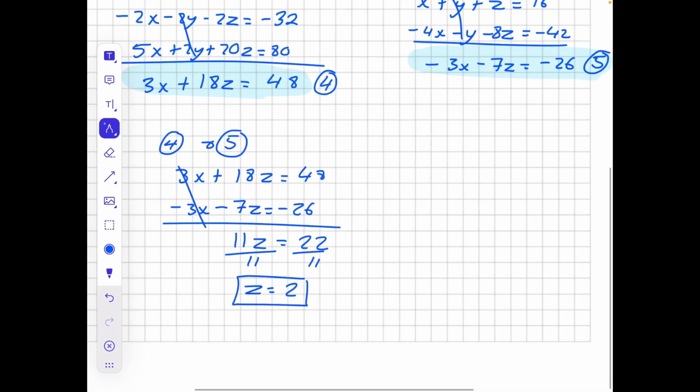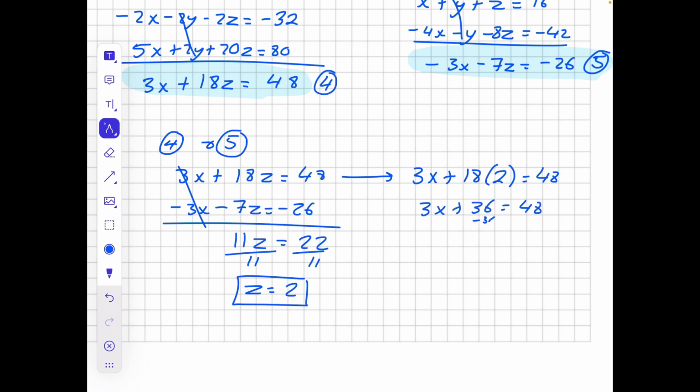There's my first answer. Now we need to find x. What I'm going to do, I'm just going to take equation 4 and sub in what I know. So we have 3x plus 18, and instead of z I can write 2, is equal to 48. Minus 36 from both sides. We get that 3x is equal to 48 minus 36, which is 12. Divide by 3. X is equal to 4.